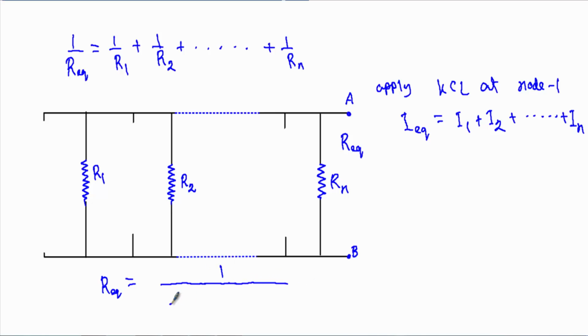From here I can write that R equivalent will be equal to 1 by (1 by R1 plus 1 by R2, just like this, up to 1 by Rn). This is the second formula I showed you while explaining Millman's theorem. So I have already deduced the second formula.